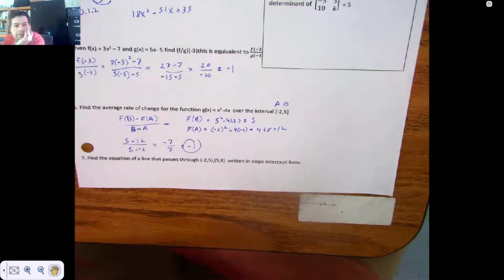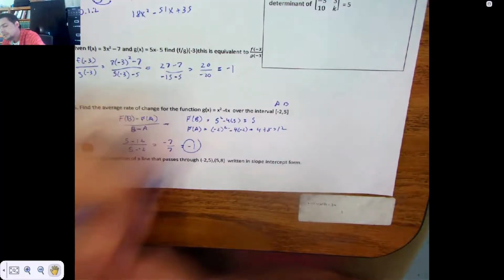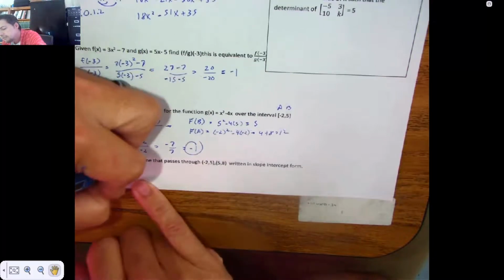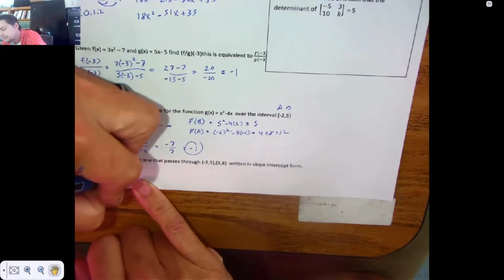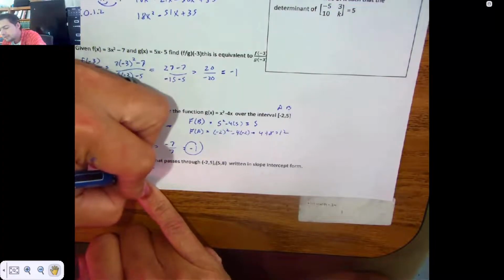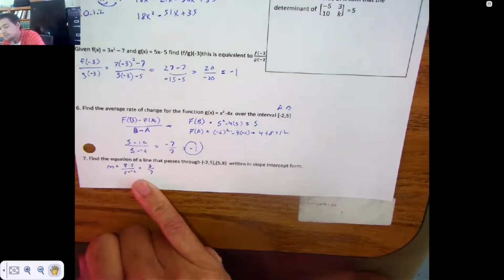7. Find the equation of a line that passes through the points negative 2, 5, and 5, 8, written in slope-intercept form. So I'll find my slope first. 8 minus 5 over 5 take away a negative 2. 8 minus 5 is 3. 5 take away negative 2 is 7. So my slope is 3/7.